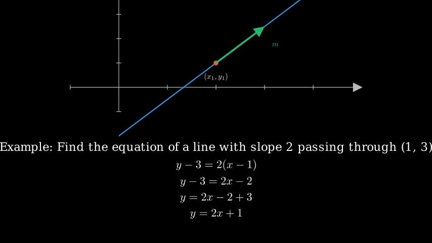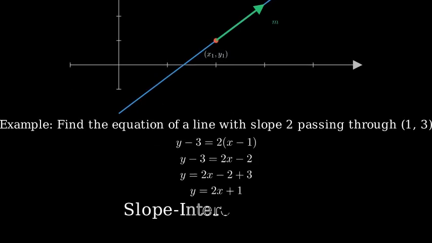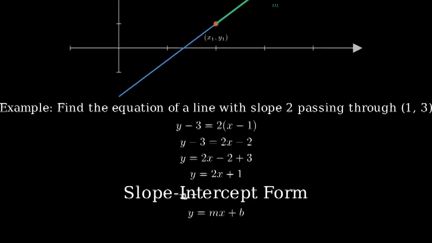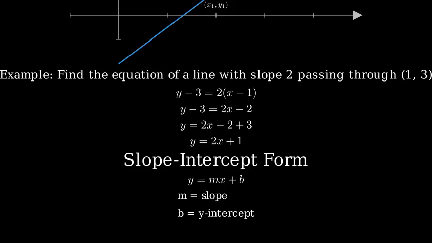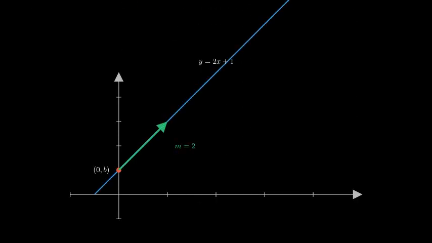This brings us to the slope-intercept form. The slope-intercept form is written as y equals mx plus b, where m is the slope and b is the y-intercept, which is the y-coordinate of the point where the line crosses the y-axis. In our previous example, the equation y equals 2x plus 1 is already in slope-intercept form, where the slope is 2 and the y-intercept is 1.